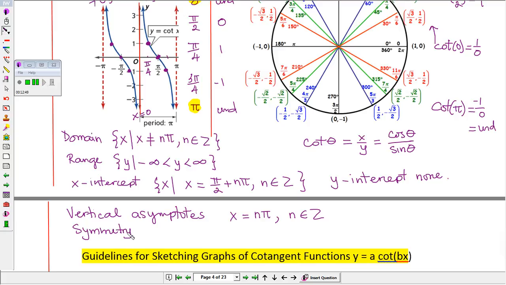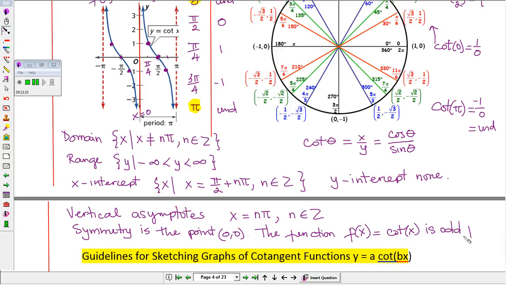Symmetry. Symmetry is the point 0, 0. So therefore we can conclude that the function f of x equals cotangent of x is an odd function.